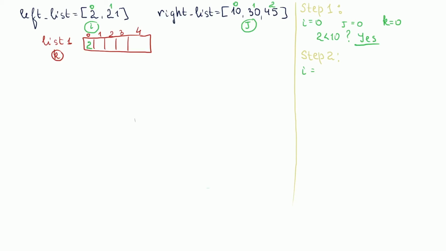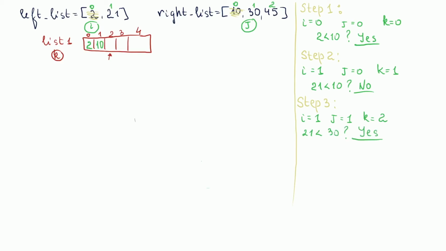And we're going to compare 21 to 10. So is 21 less than 10? No. Then we write 10 into list1 with index k, which is 1. Step 3: i equals 1, j equals 1 and k equals 2. So is 21 less than 30? Yes. Then we write 21 into list1 at index 2. And we can go to the next step.